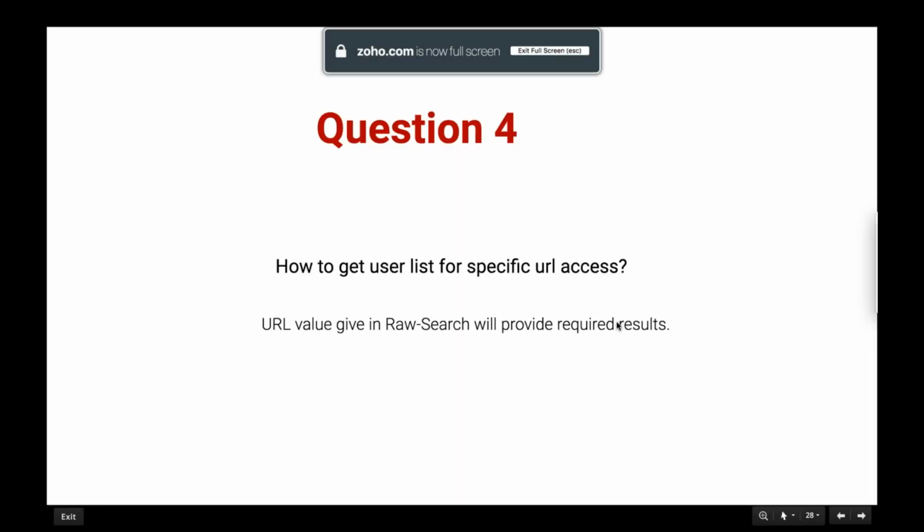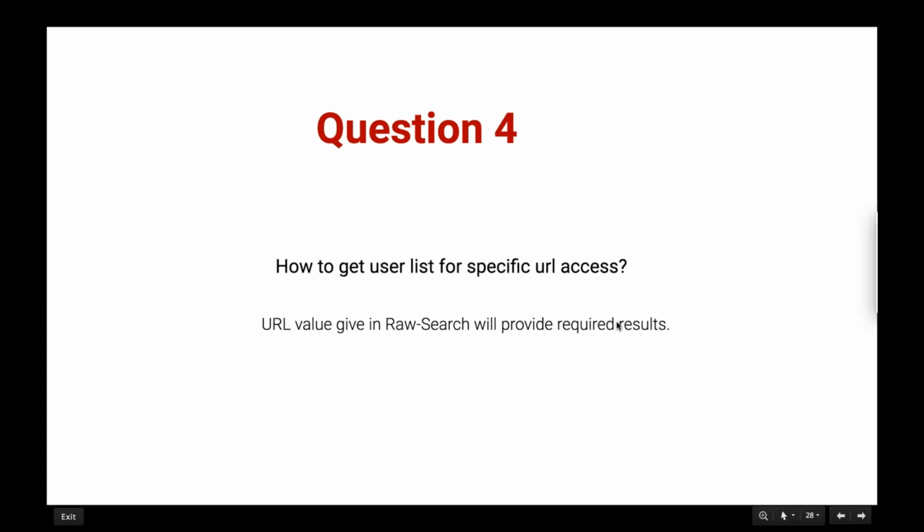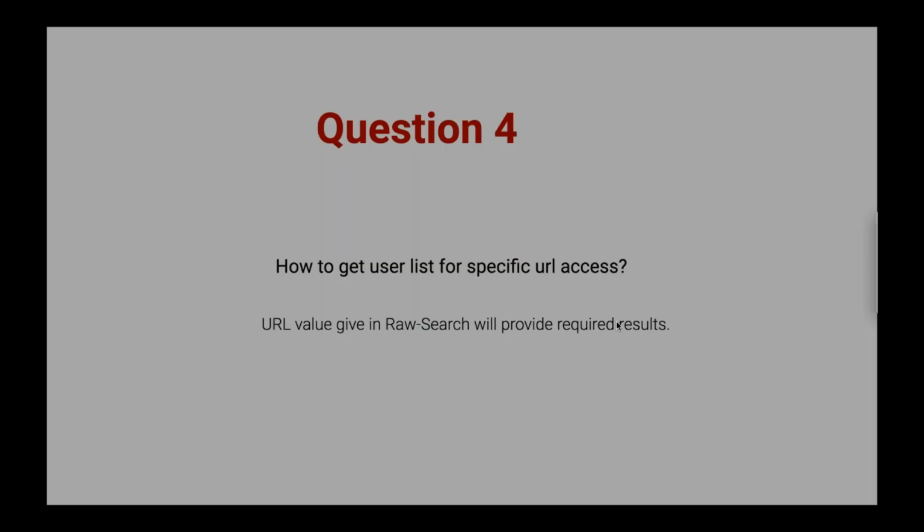And the fourth question is how to get the user list for specific URL access. To understand this question, I'll give you an example. A specific URL, let's talk about facebook.com. So this question is asking how to get all the users who have accessed facebook.com. Any user who accessed facebook.com, I want a list of that.